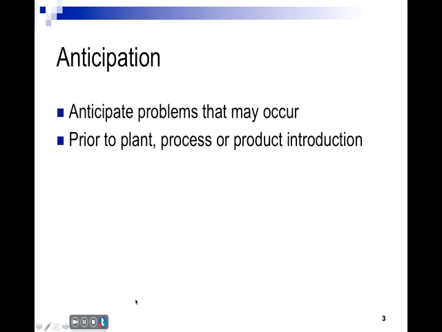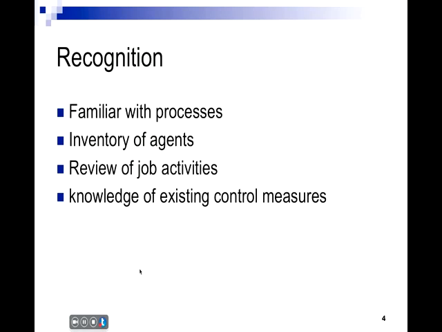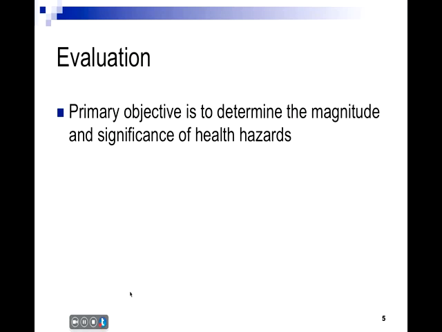First of all, if exposure may occur, hopefully you can anticipate it. And if you have an opportunity to participate in the planning of any new construction, any process change, you may be able to anticipate a problem that can occur and remove it before it becomes an issue later on where it's more expensive. Recognition, getting to know everything that's going on in the facility, familiarizing yourself with the processes, knowing the inventory of agents that are there, review any jobs that are occurring, know any existing control measures that are out there, can all help you assess what exposures may potentially occur.